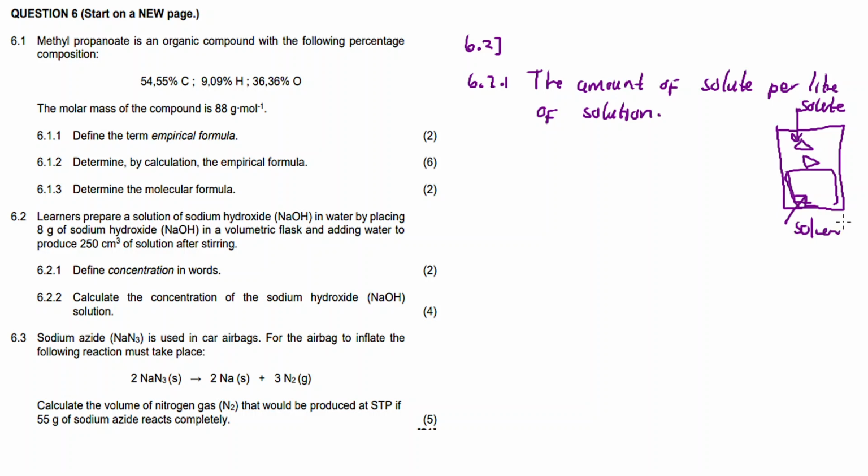Solvent. So what is concentration? It is the amount of solute per liter of the solution, right? So concentration determines how many solutes there are inside the solution. Alright, okay. Then 6.2.2, calculate the concentration of the sodium hydroxide. So here they give us 8 grams of sodium hydroxide, adding water to produce 250 cubic centimeters of solution, right?